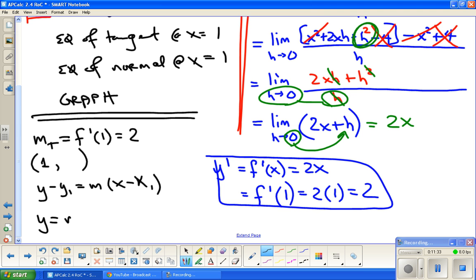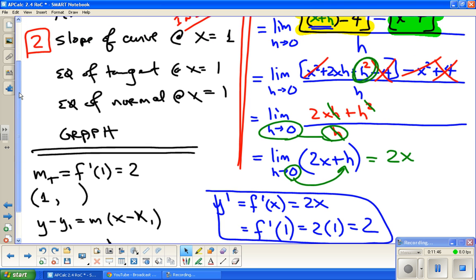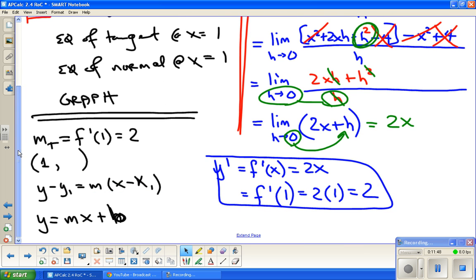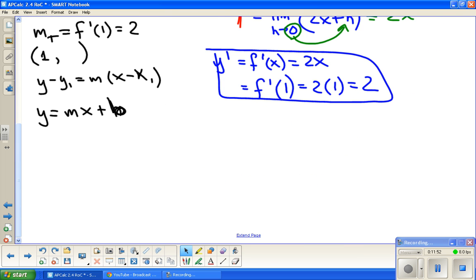I know some of you are diehards on the slope-intercept form, y equals mx plus b, and you're certainly welcome to do that. And I may or may not do it myself. We'll just see how it goes. And so remember, the equation was x squared minus 4. That was the function that we're looking at. Okay, so, and this is for f of x equals x squared minus 4.